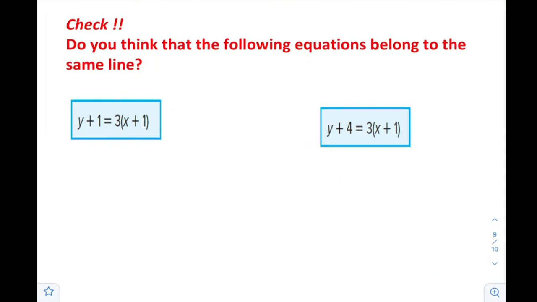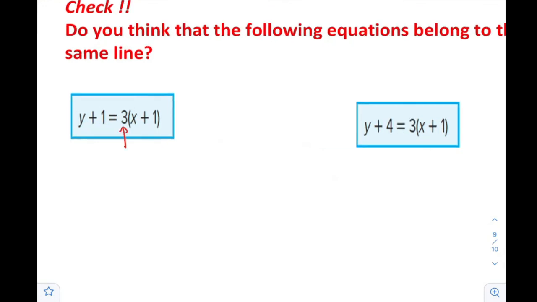Now, do you think that the following equations belong to the same line? As you see here, the slope here is 3. Slope here is 3. This equation is written in point-slope form, and this one is point-slope form too. But each one chose a point. They are using here the point -1 and -1. Here you are using -1 and -4. Of course, reverse the sign if you want to refer to the point originally. Anyway, it's not a good way to decide from the point-slope form.